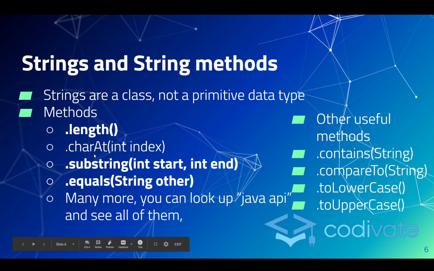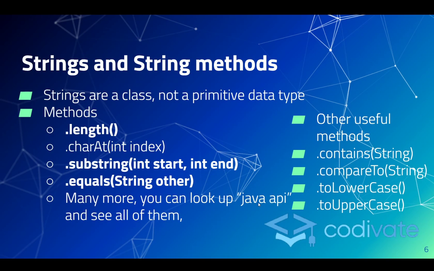The most useful ones here are in bold: the dot length, dot substring, and dot equals. They all do essentially what you would expect them to do. The dot length just returns the number of characters in the string. So if you have string a equals hello world, a dot length is going to return however many characters are in hello world. I don't know off the top of my head. I'm going to skip dot substring and go to dot equals.